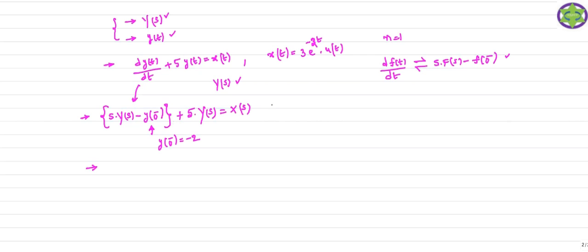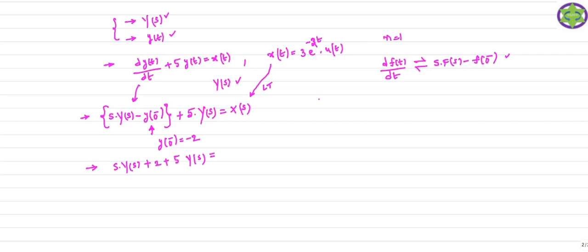Now I substitute the initial conditions in this equation, so that I get s into Y of s on my left hand side. Minus of minus is plus, so we have plus 2 plus 5 into capital Y of s, equal to capital X of s. Capital X of s is nothing but the Laplace transform of x of t.